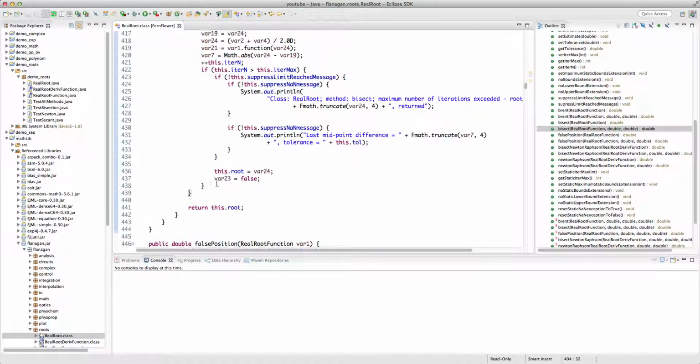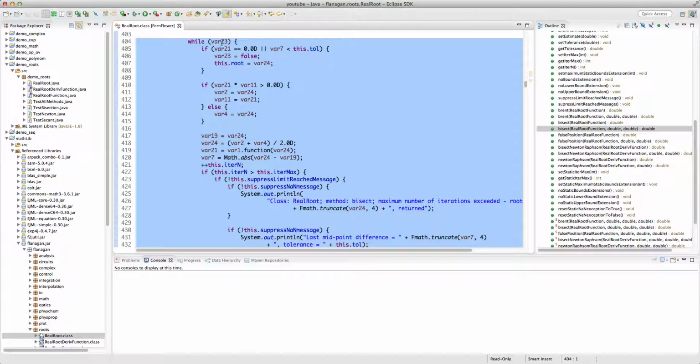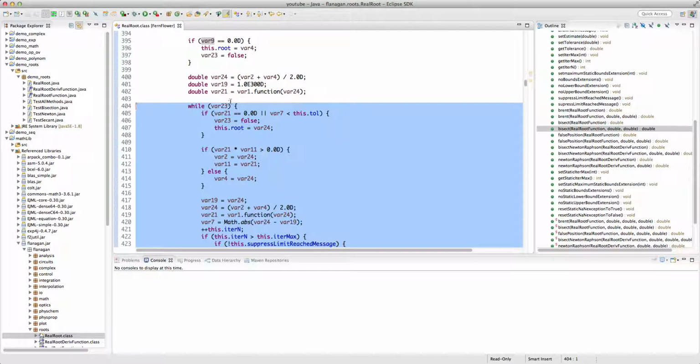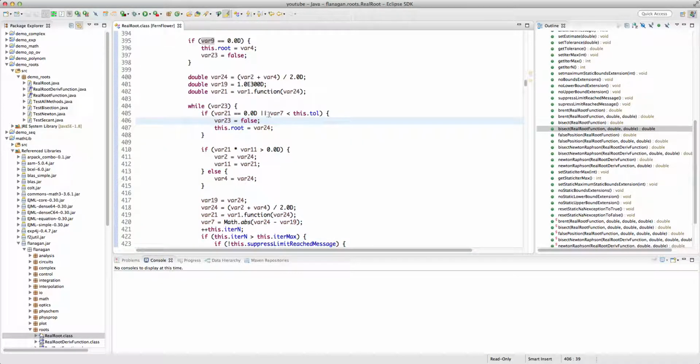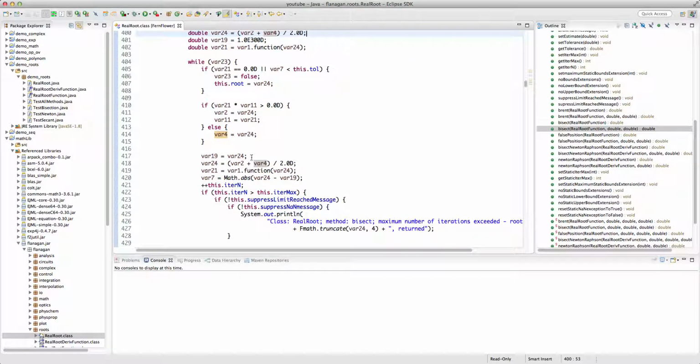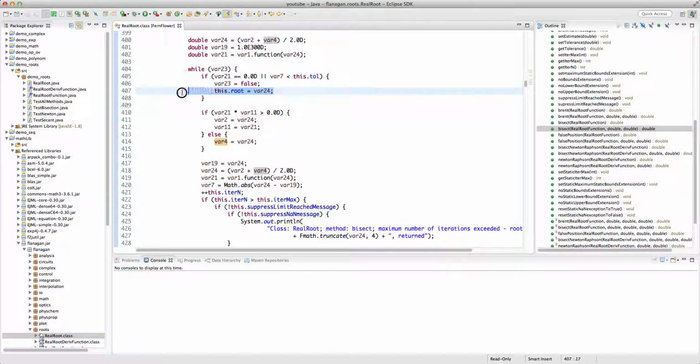And the binary search is basically this part. So var23 is the flag for checking when to end the iteration, and then when var7 is less than tolerance, we just call var24 as the root, and initially the initial guess is the midpoint, var2 plus var4 over 2. It's the midpoint of the interval, just exactly like we did. We said that, okay, the initial guess is the midpoint of the interval. So this is one condition for termination.